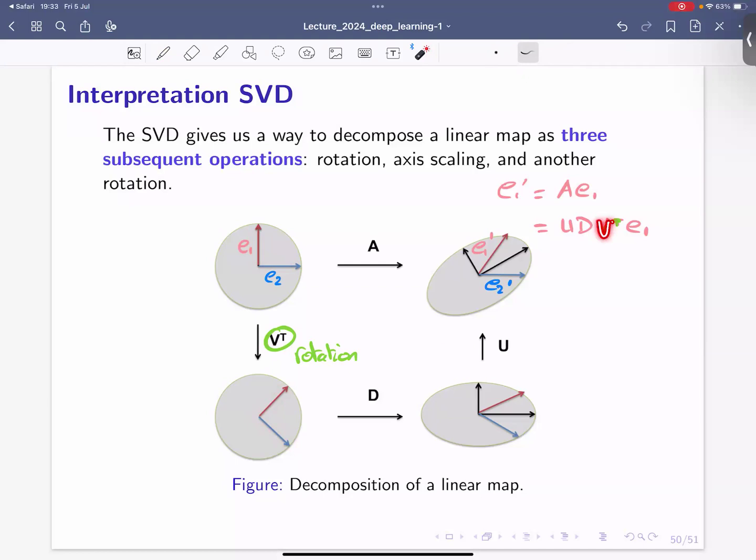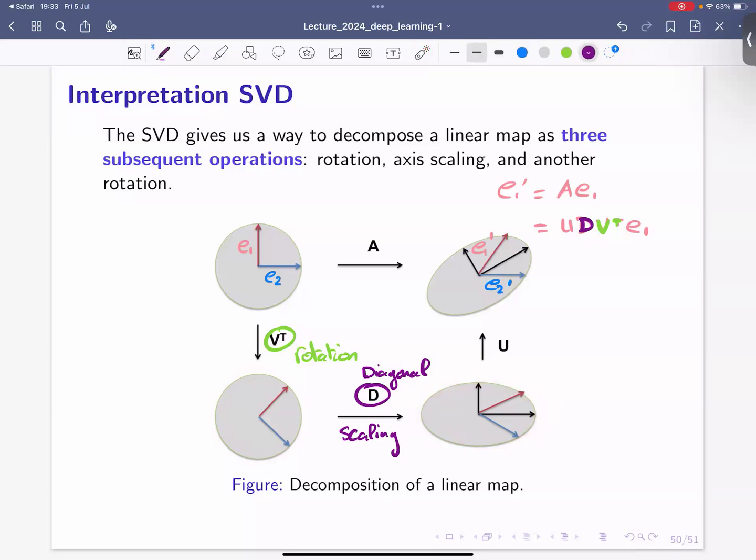Then once I've applied this V transpose to E1, I apply D. I apply this matrix D, which is this transformation here. D is diagonal, so the only thing it can do is stretch the different directions. So this corresponds to doing a scaling. We are just scaling the different directions. And you can see here on the figure, what we have done is we took this circle and we made it an ellipse. So we elongate it in just the two directions.